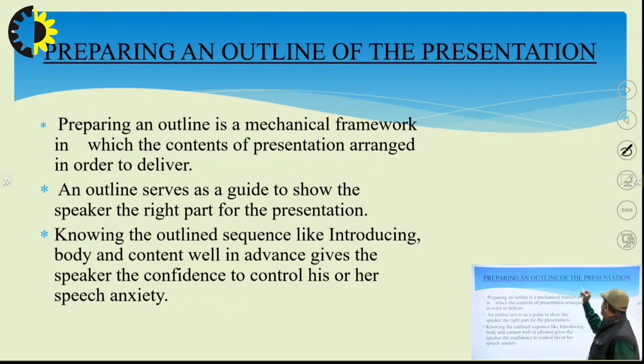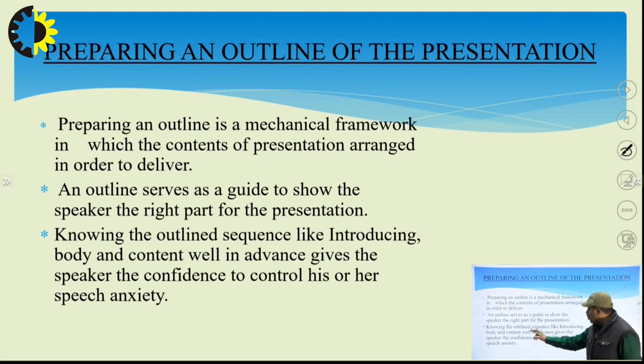Now, preparing an outline of the presentation. Preparing an outline is a mechanical framework in which the contents of the presentation are arranged in order to deliver. An outline serves as a guide to show the speaker the right path for the presentation. Knowing the outlined sequence like introduction, body and conclusion well in advance gives the speaker the confidence to control his or her speech and anxiety.